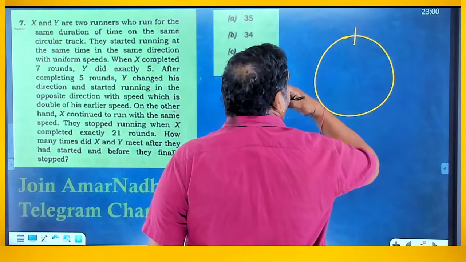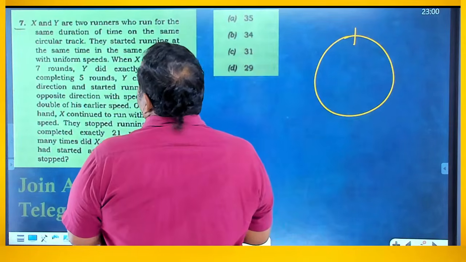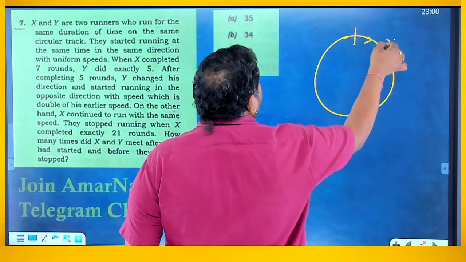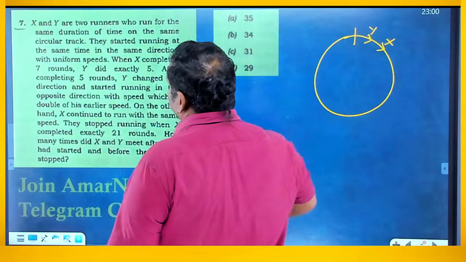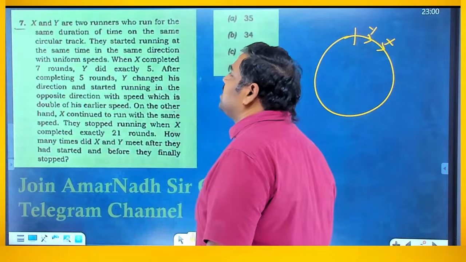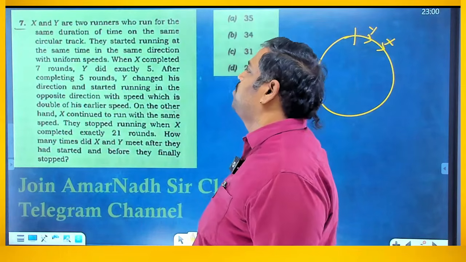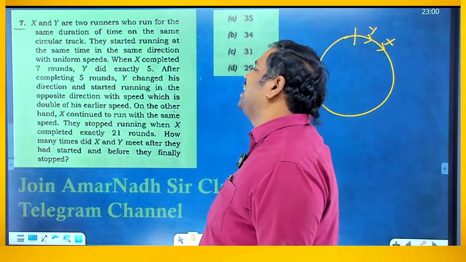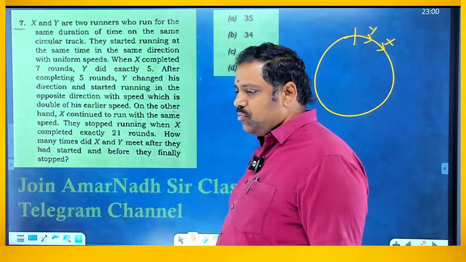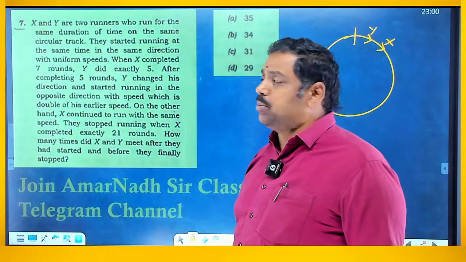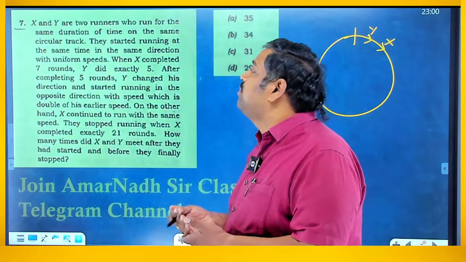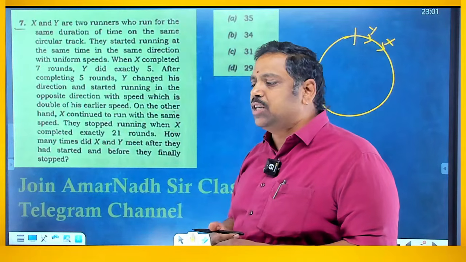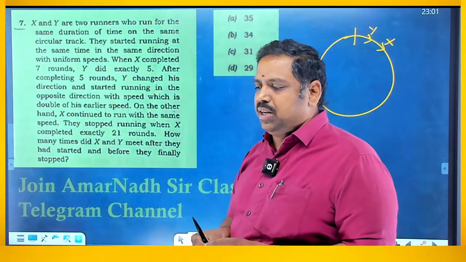From the same point, at the same time, they both started running in the same direction, right? Same direction. Fine, X and this is Y. They started running at the same time in the same direction with uniform speeds. When X completed 7 rounds, Y did exactly 5. You have to understand the meaning of the statement. When X completed 7 rounds, that means Y has completed only 5 rounds. That means both have consumed the same time to reach the same point, right?